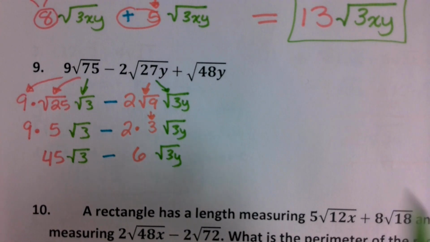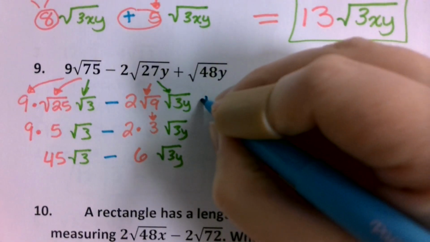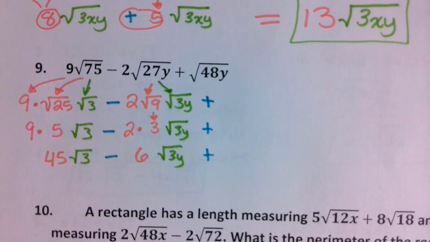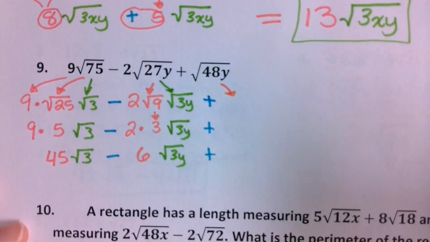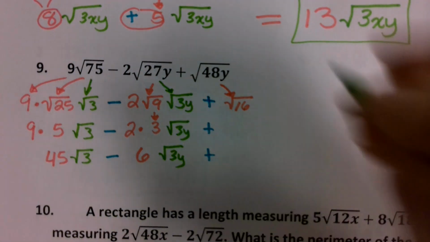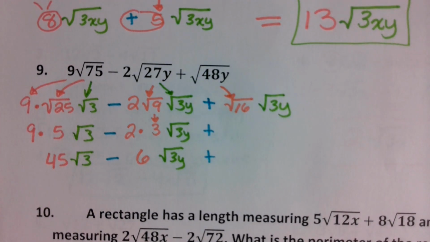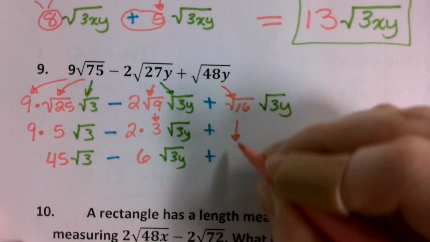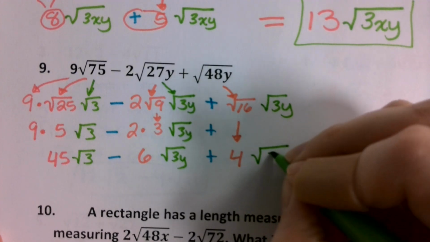Let's focus on the last one. We have a plus square root of 48y. So we've got our plus. Let's break the square root of 48y up. What are the perfect squares that can go into it? 16, and then the 3. Where does the y go? With the 3. So we have square root of 16 and square root of 3y. Square root of 16 is going to give us a 4, and then we have that square root of 3y.